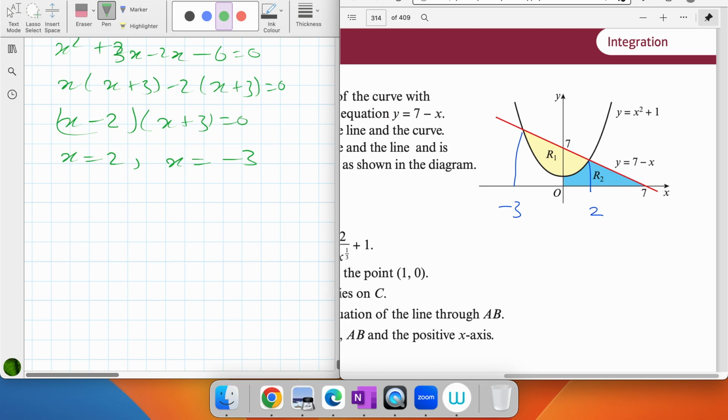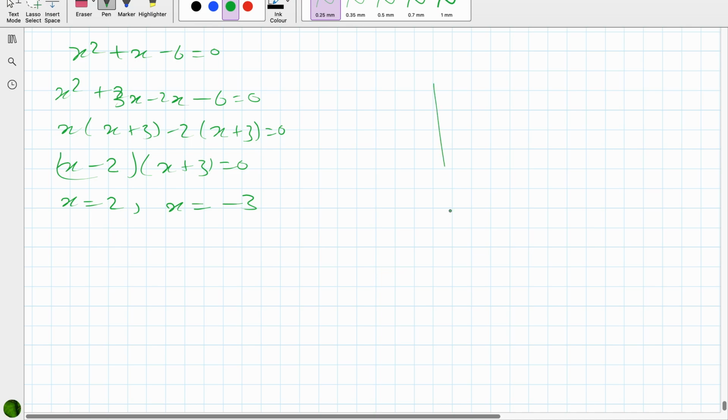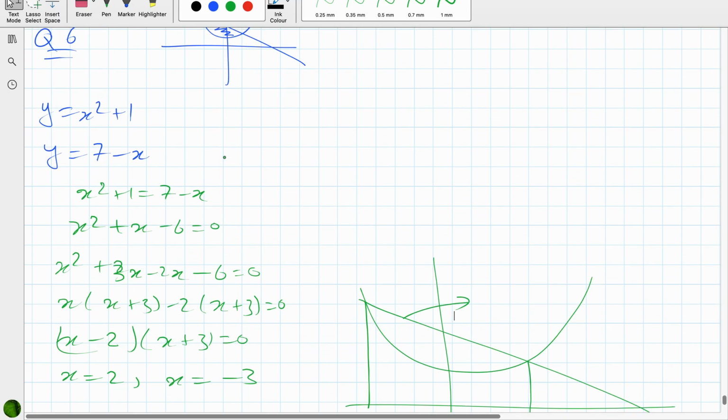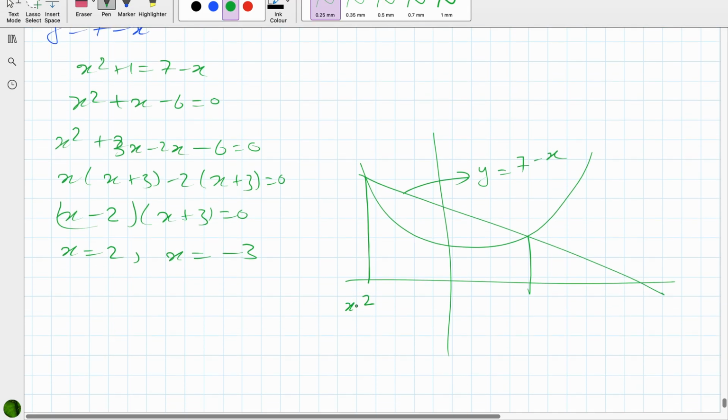Again, it is your choice. You choose to do them by integration alone or you want to use the shapes method. I am going for this shape. This shape under the straight line is actually a trapezium. And I know the equation of this line, which is y is equal to 7 minus x. We know the values, x is equal to minus 3 and x is equal to 2. When we substitute 2 in this equation, I get 5. So this is 2 comma 5.